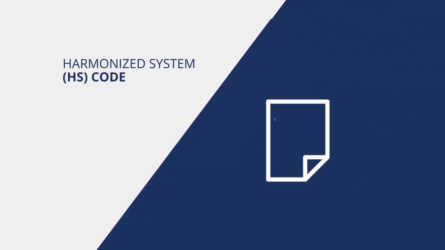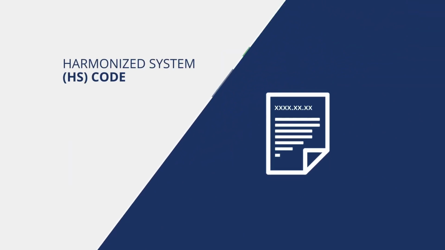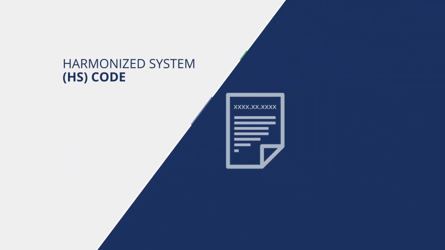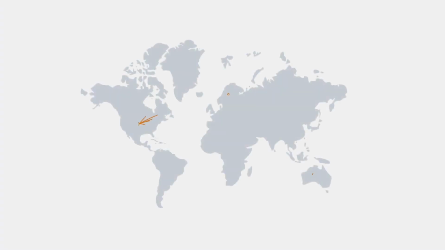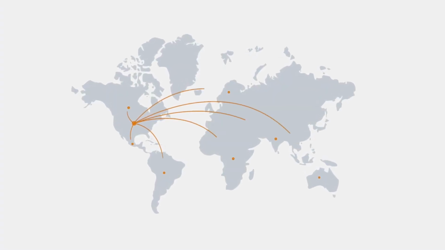The Harmonized System is a global standard of classifying goods used by nearly every country in the world. In this video, I will explain what it is, how it works, and why it's so important for global trade. Plus, I'll give you some tips on how to use the system correctly and get the most out of it.